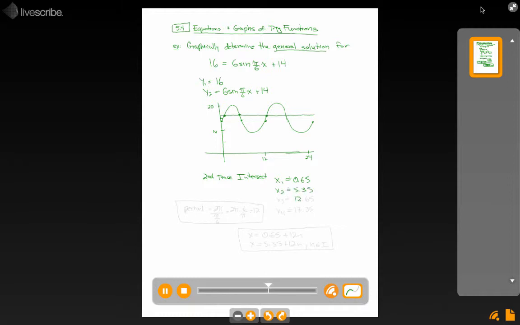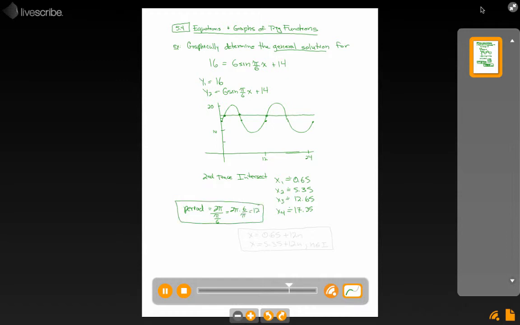If you keep going and find the next one, the next one, the next one, you can start to see a pattern developing, and that is that the first two answers were really enough, because once you realize that the period of this graph is going to be 2 pi divided by pi over 6, or in other words 2 pi times 6 over pi, which is 12 units.